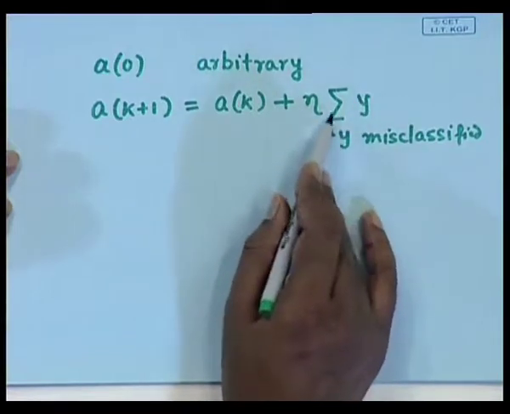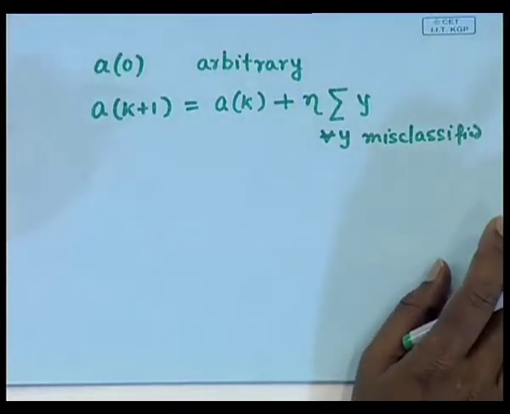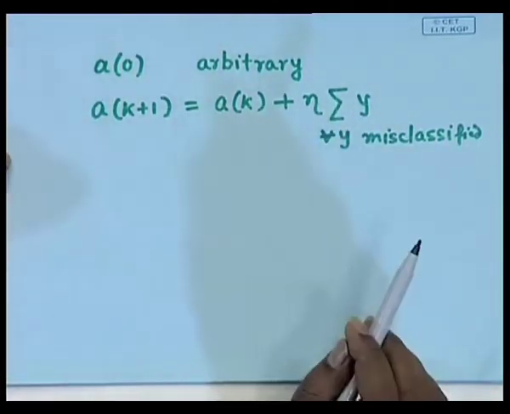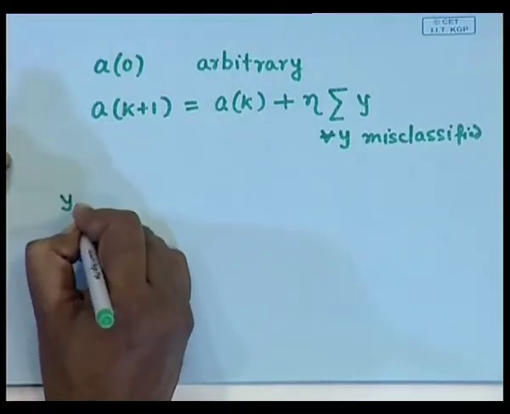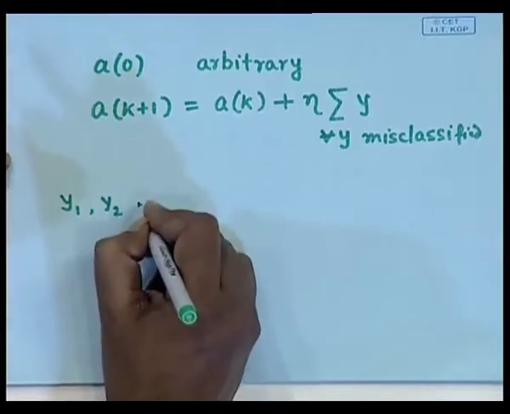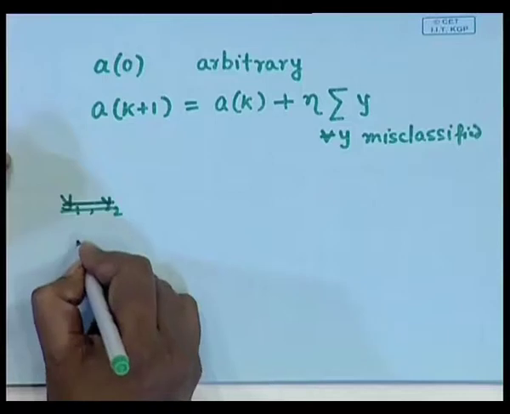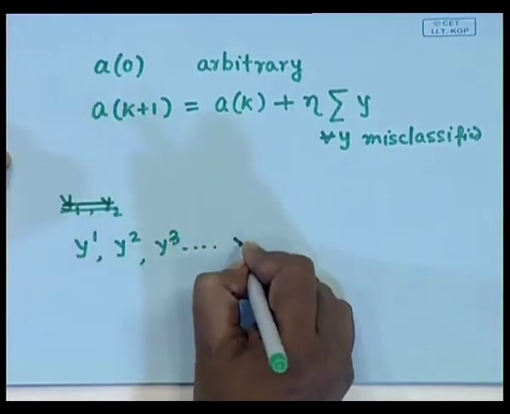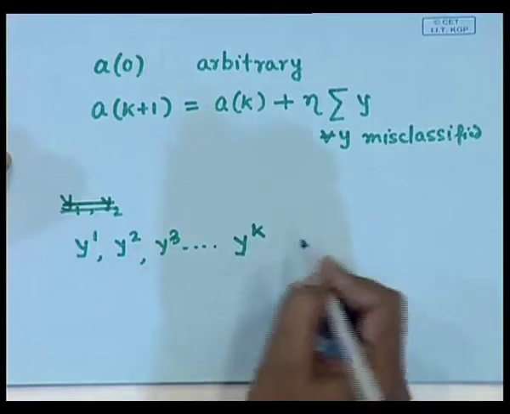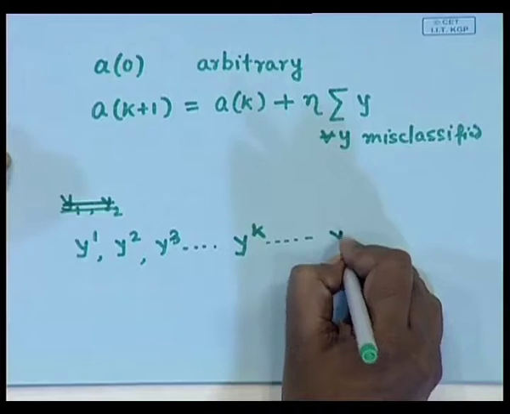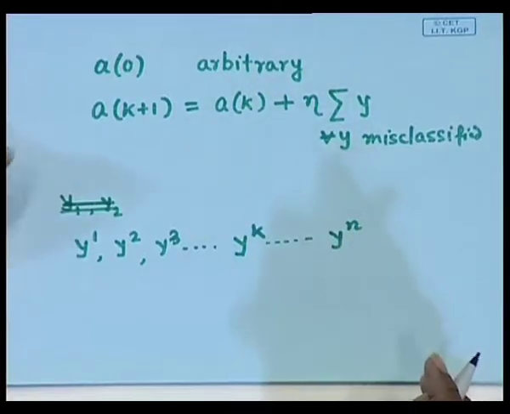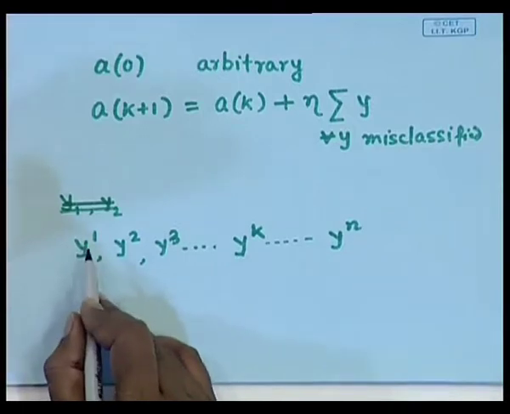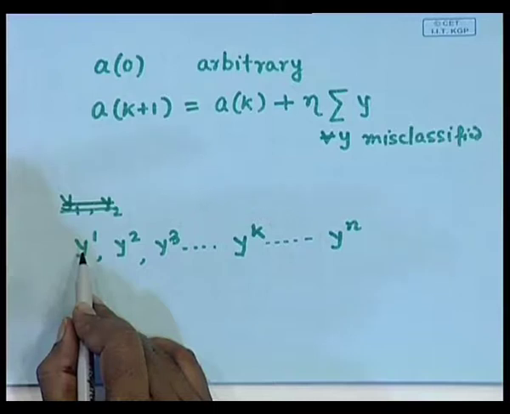So, instead of considering all the samples together, I can consider sample by sample. That means I can have a sequential version of this particular step. So, I have samples, let me put it as superscript, not subscript, y 1, y 2, y 3, and it continues until the kth instant, when I will consider sample y k, that is the kth sample vector, and we have n number of samples, y n. So, what I will do is start with an initial weight vector and test y 1, whether A transpose y 1 is greater than 0 or not.